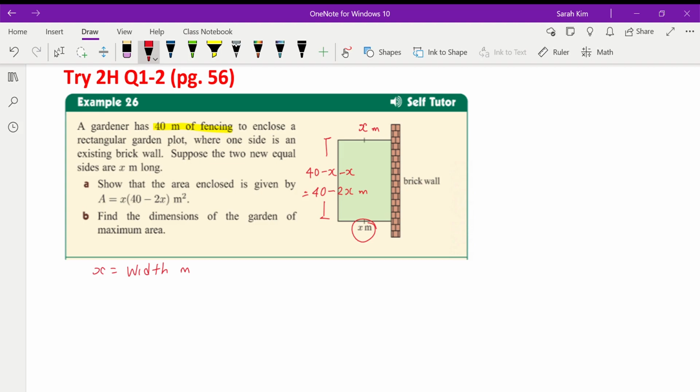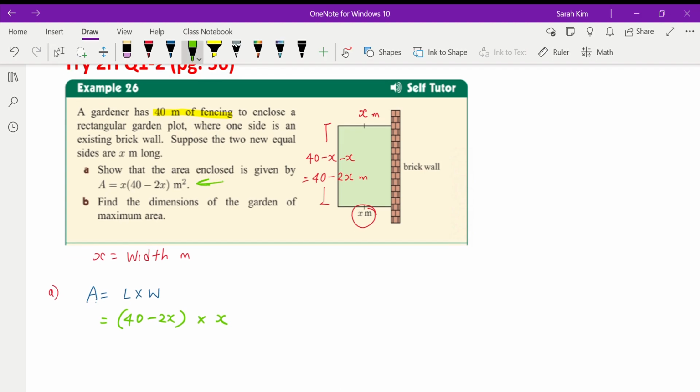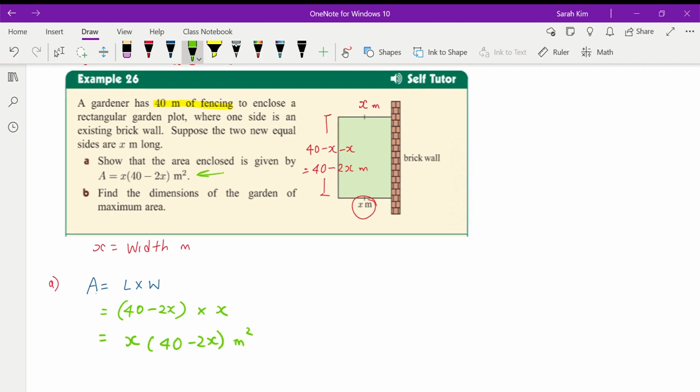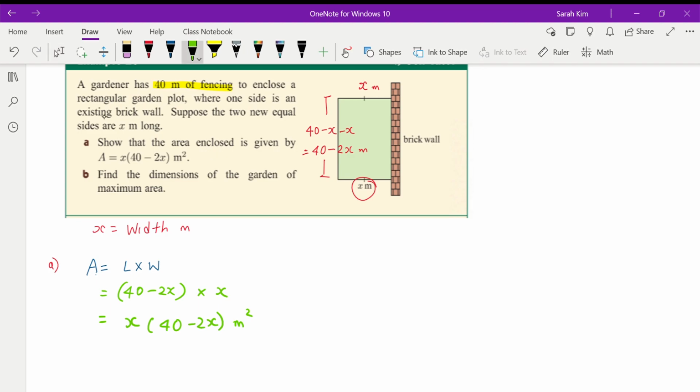So it says show that the area enclosed is given by the formula. So area is what we're aiming for. It's a rectangle, so it's length times width. Length, I just figured out using some maths: 40 take 2x, with a bracket around it. Width is my x, so that's what we're aiming for. It looks pretty similar. I just need to make sure that it looks exactly the same. So instead of having the x at the back, I'm just going to bring it forward. And then I don't have to bother expanding it at all, just because that's what they wanted us to show. I just showed it. Done.